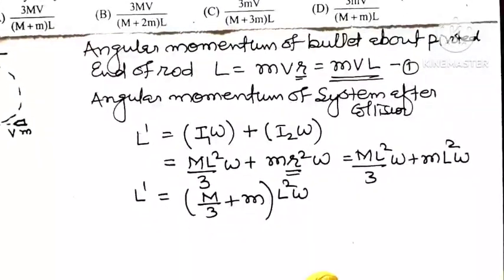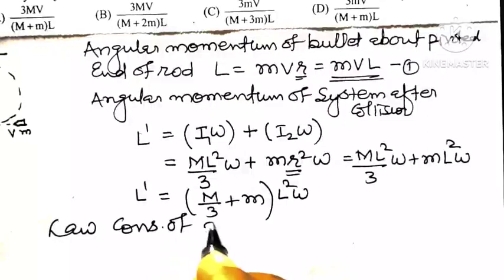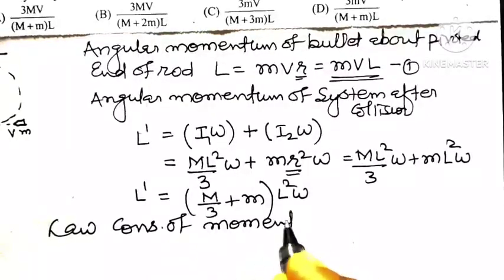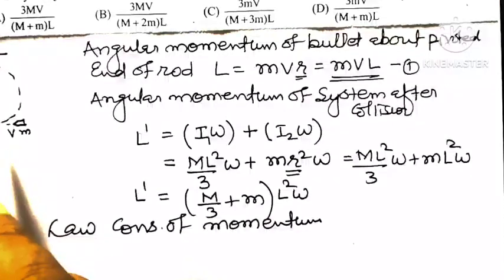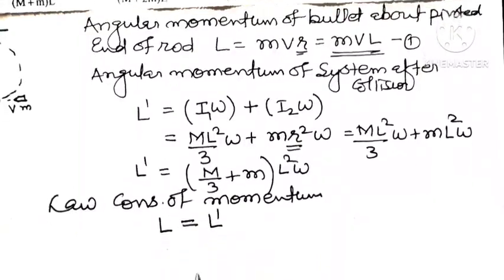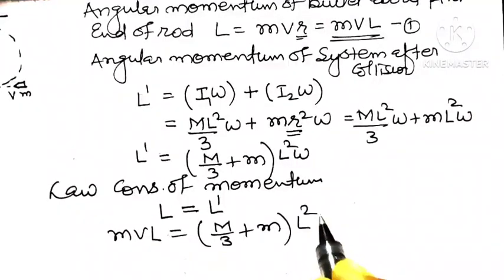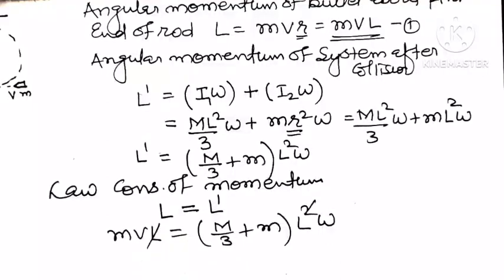Remember that according to the law of conservation of angular momentum, the angular momentum before the collision is equal to the angular momentum after. Initially the rod is at rest, so its angular momentum is 0, but the bullet is moving with velocity v and its angular momentum is m v L. So, the initial angular momentum of the system is m v L, and that is equal to the final angular momentum of the system after collision, L dash. So, m v into L is equal to (M by 3 plus m) into L square omega. So, one L gets cancelled.